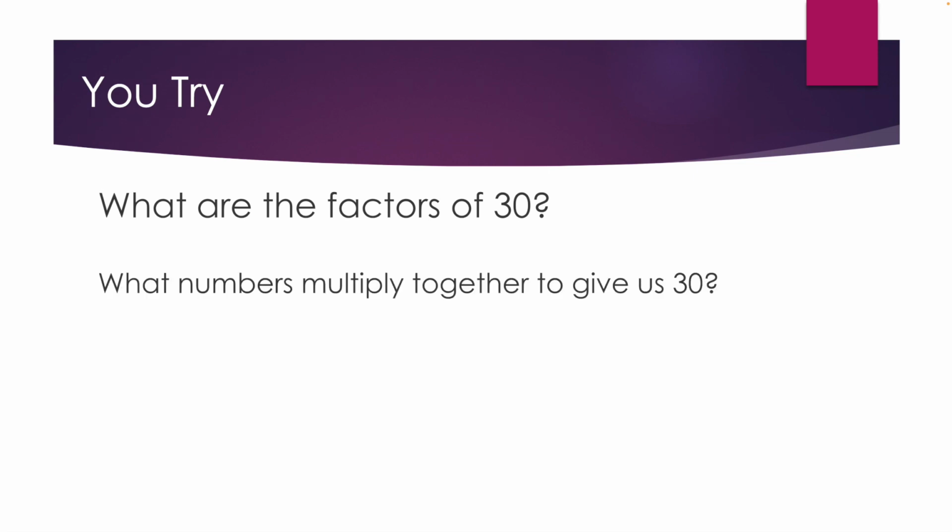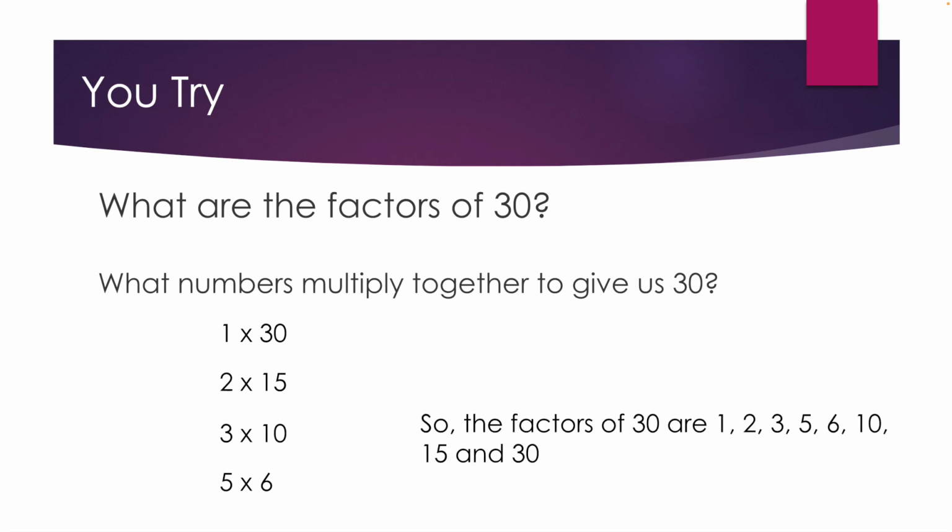So again, we're thinking of what number pairs multiply together to give us 30. I'm going to start with 1 and 30. Does 2 go in? Yes, 2 times 15. Does 3? Yes, 3 times 10. Does 4? No. 5? Yes, 5 times 6. And now I'm at 6 and I'm starting to repeat, so I can stop. I know I've gotten them all. And so the factors of 30 are 1, 2, 3, 5, 6, 10, 15, and 30.